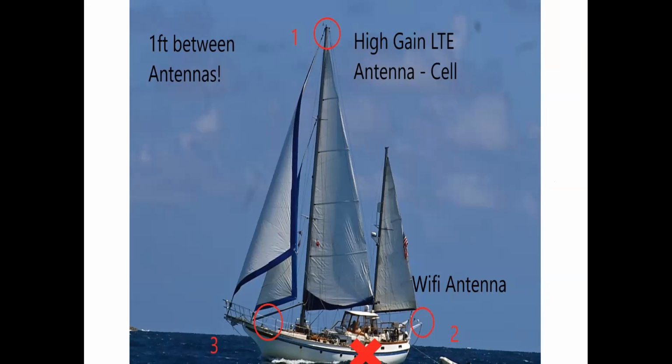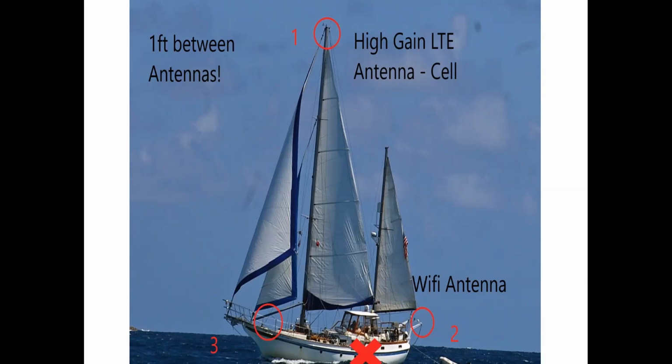If you're going to put a high gain antenna for your cell phone on top of the mast, which is where it goes, you have it up at the top of the mast, you drop a cable down to the boat. Be sure you have 1 foot between your VHF antenna and your cell phone antenna. You have to have a foot.